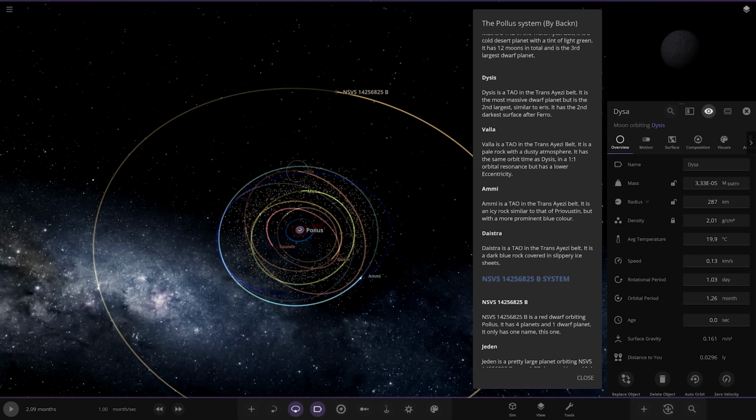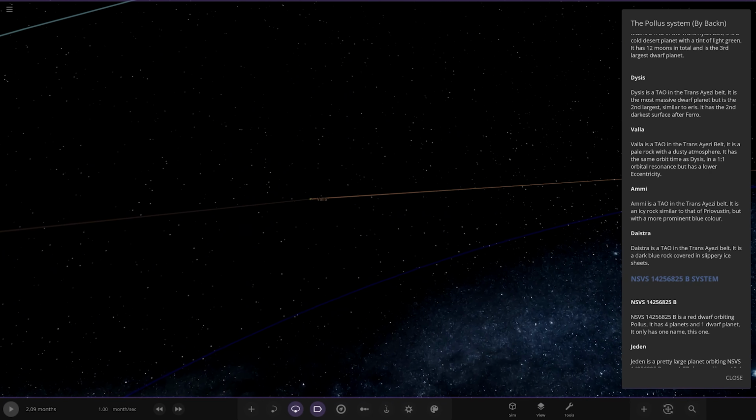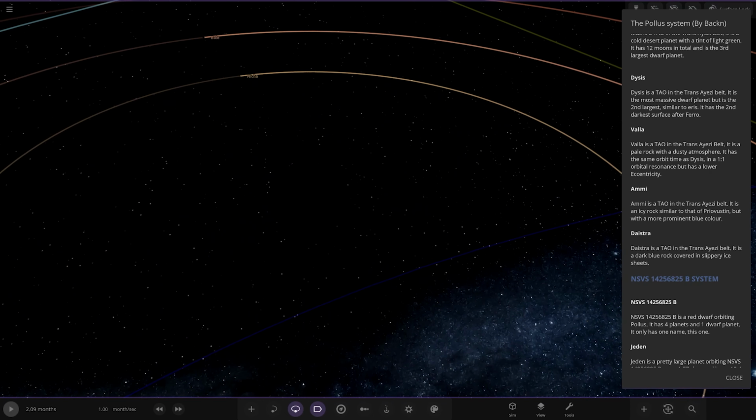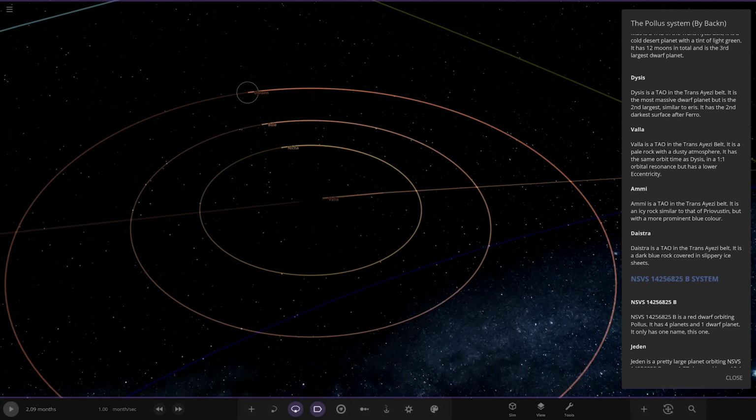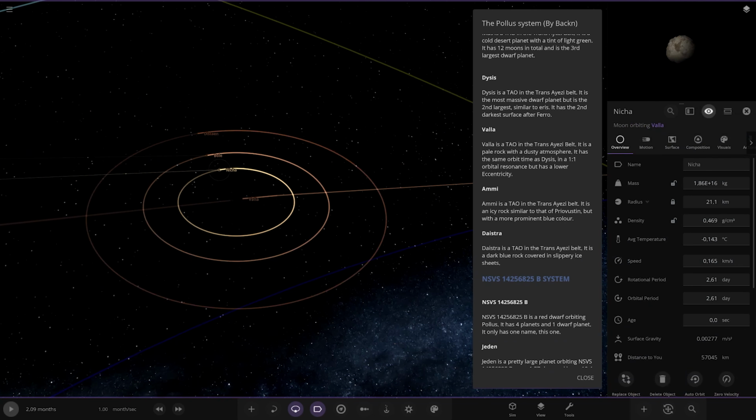So now we have Valor over here. Pale rock with a dusty atmosphere. It has the same orbit in a 1-to-1 orbital resonance and has a lower eccentricity. So there you go. So it has all the same generic moons. Okay.